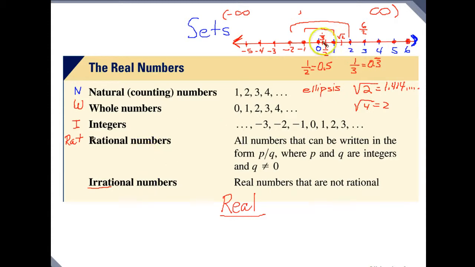Now, keep in mind that 4 falls into all of these categories except irrational. All of the numbers, including the square root of 2, are real numbers. They're all on the number line. Another famous irrational number here is pi. That's also considered irrational.